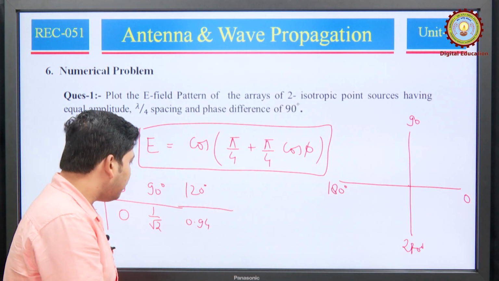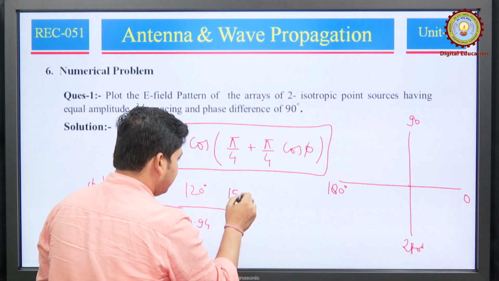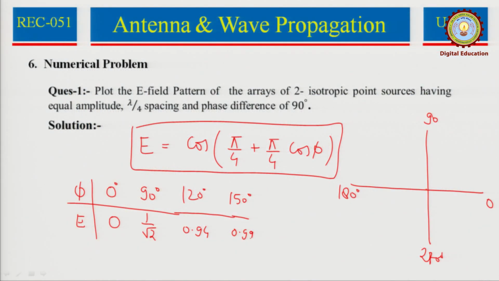Now, moving on, next value 150 let us take. So, it is again close to 0.99, and at 180 degree, when you put 180 degree, this value is nothing but the maximum value, which is 1. Okay. So, we have evaluated the values of the electric field for different values of phi angle. Now, we have to plot these values.